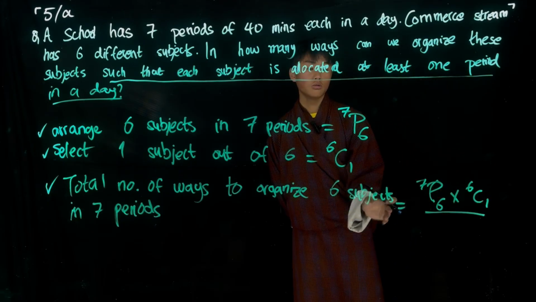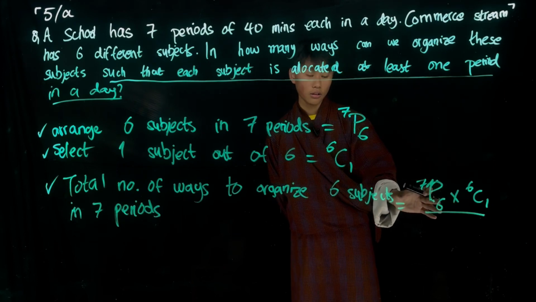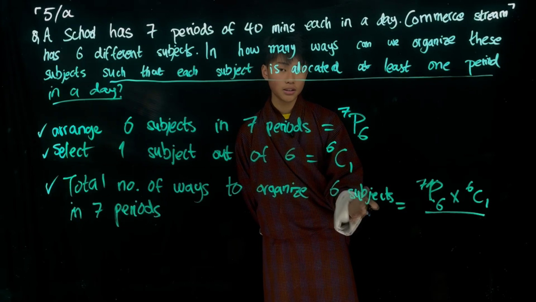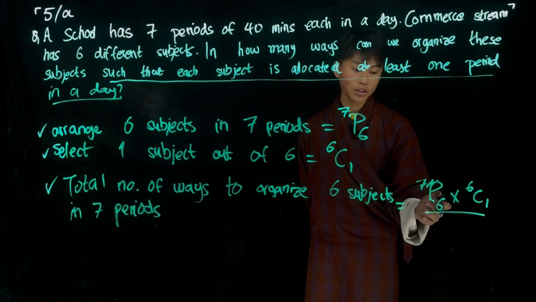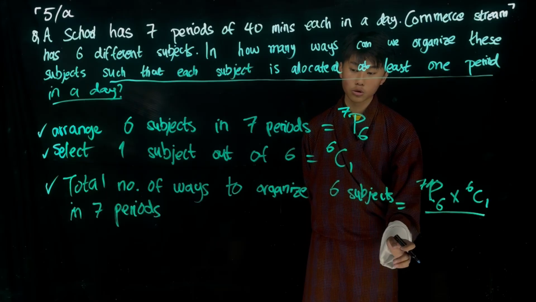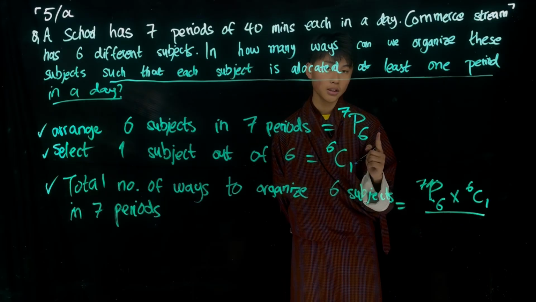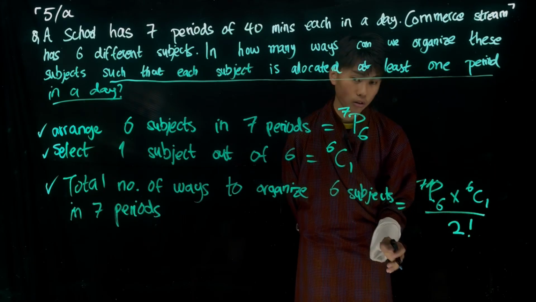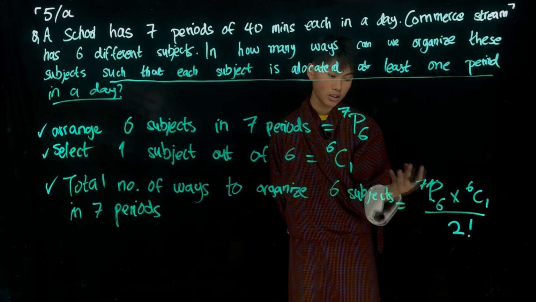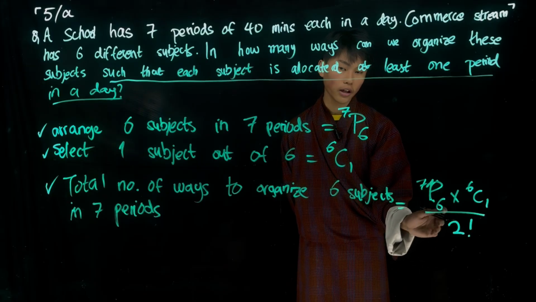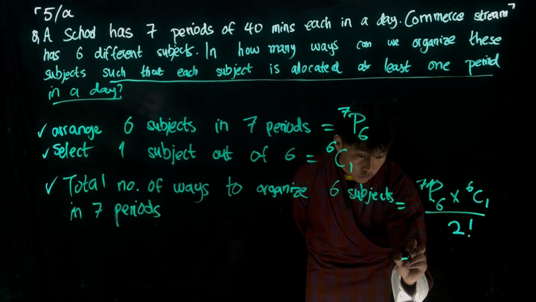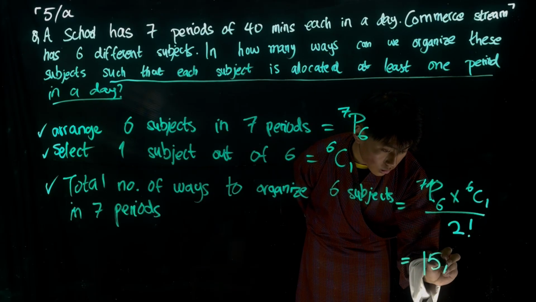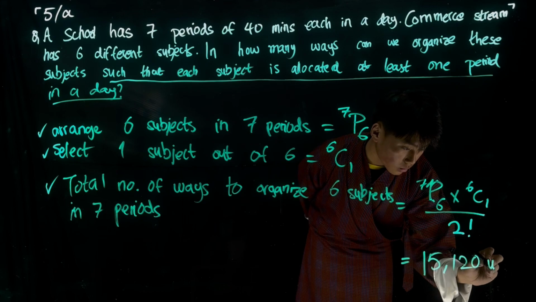Now, if we say that this is the answer, we are forgetting something. We are forgetting the fact that one of the subjects is repeating. And whenever there is repetition, we have to divide it by a certain number. So in this case, since one of the subjects is repeating 2 times, we will be dividing it by 2 factorial. If one of the subjects were to be repeating 3 times, we would be dividing it by 3 factorial and so on. So when we plug in these values into the calculator, we should get 15,120 ways.